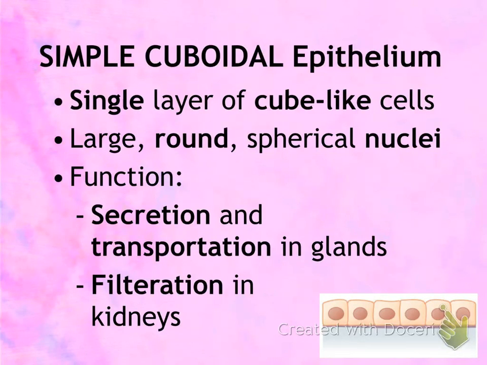The second type of epithelium is the simple cuboidal epithelium. Again, simple means one layer, but the last name, cuboidal, tells you that they are cube-shaped or square-shaped. And when you look at the nuclei, they're going to be round or spherical. The functions of the simple cuboidal epithelium are going to be secretion, which means they're going to produce something and release it. They could also be involved in transportation in such organs as glands, and they could also be involved in filtration in the kidneys.